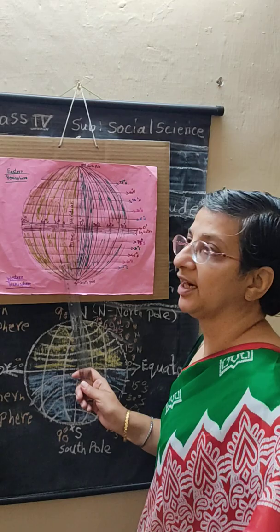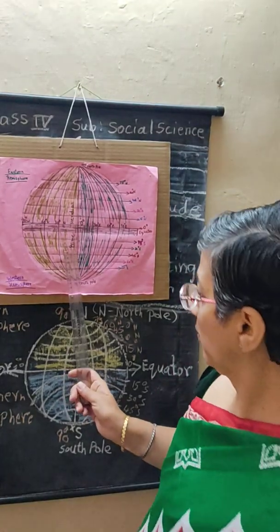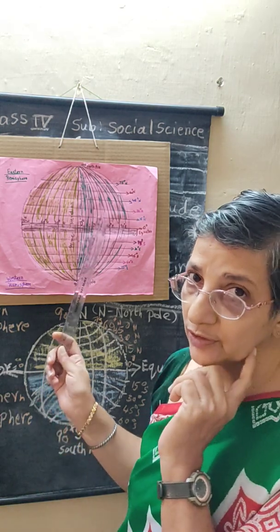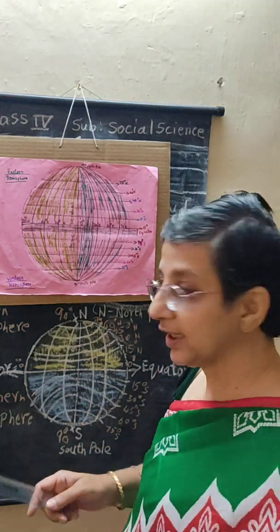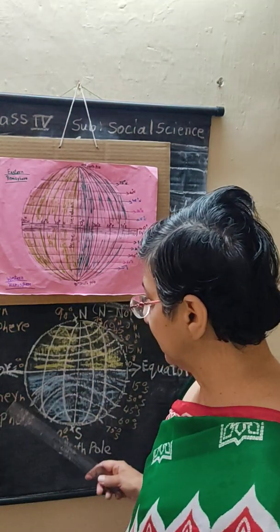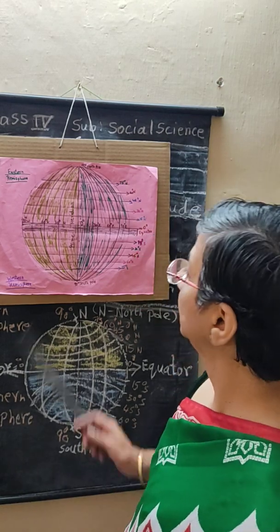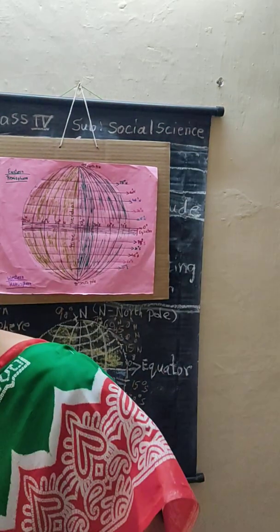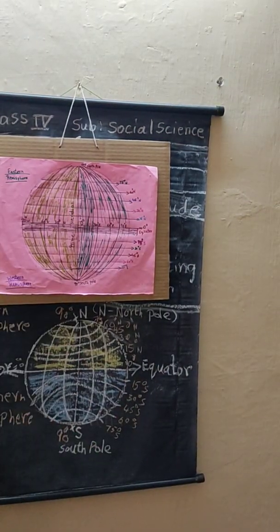So children, I hope you have understood my chart, this one. Like that only we have to do from the workbook also. I'll show you everything. I'll explain to you in detail here. This is the north, south, east and west hemisphere. So, let me explain.